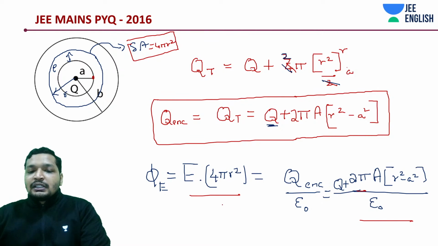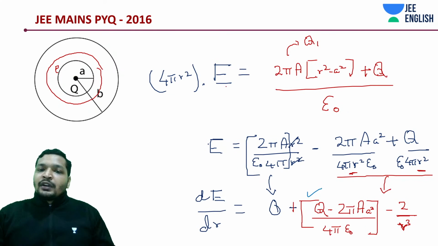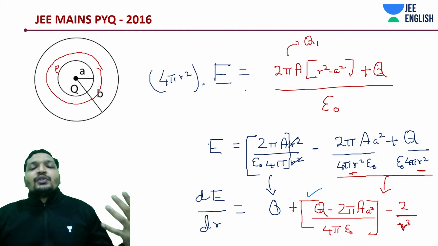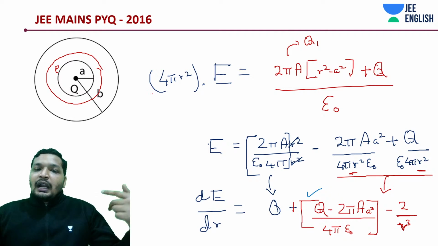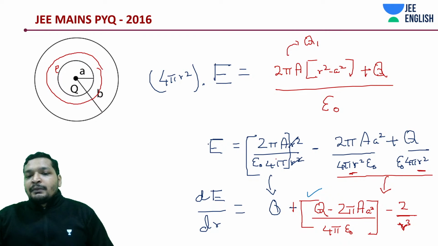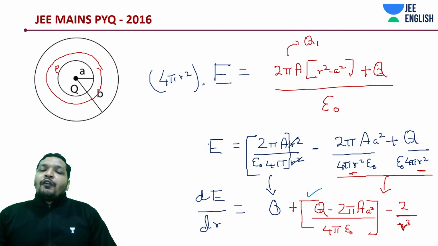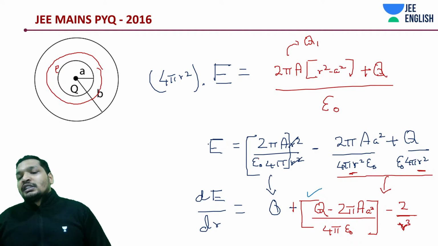Then I said that you just find out the electric field alone and differentiate it with respect to r, you'll get the answer. That is what we did. We said 4 pi r square into E is equal to 2 pi a (r square minus a square) plus Q, divided by epsilon naught, and I took this 4 pi r square on the denominator. Then we found that one of the terms comes out to be 2 pi a divided by 4 pi epsilon, but nowhere it is said that a is varying with r. A itself is a constant and the constant's value is being asked.